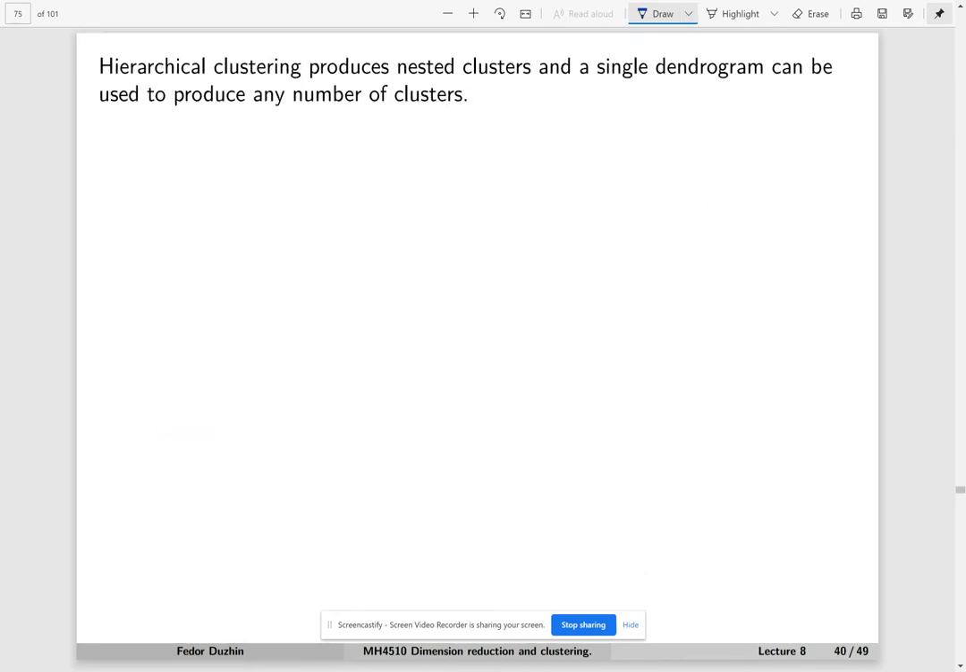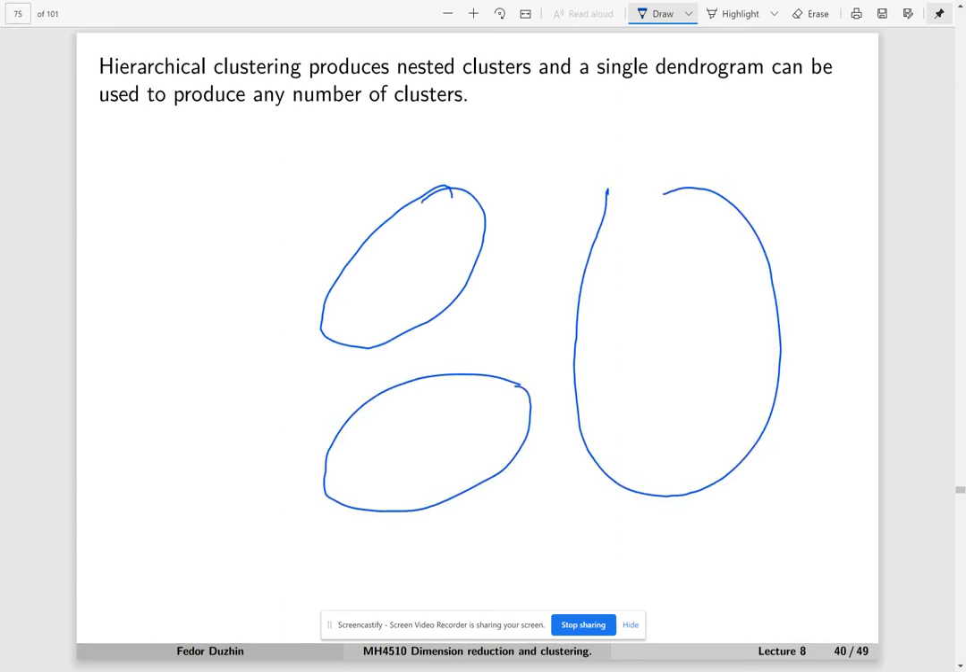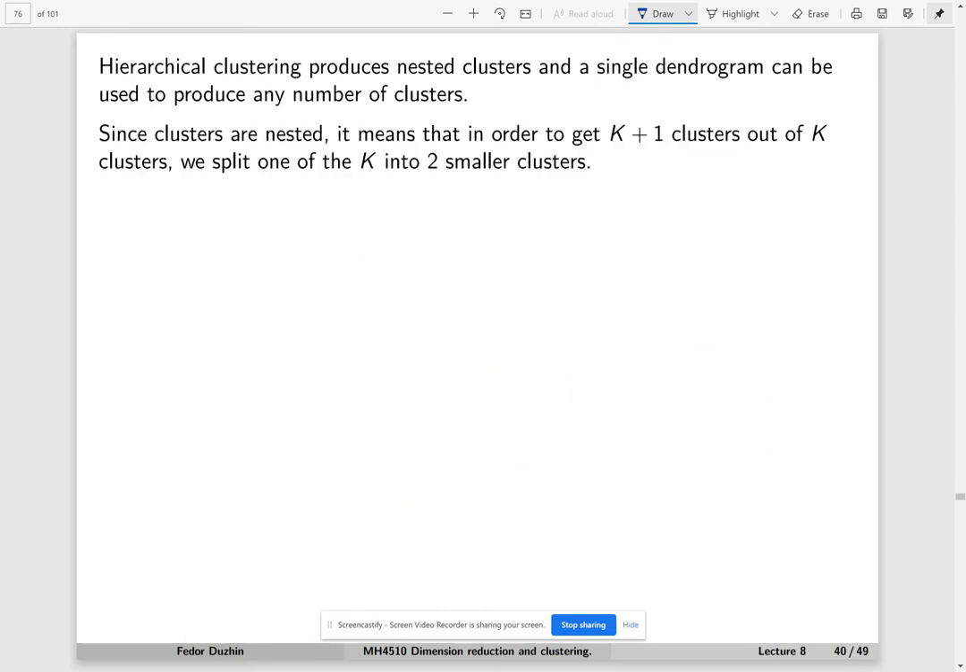Now, how does it work? Hierarchical clustering produces nested clusters. It means that if we have, say, 3 clusters, then in order to get 4 clusters out of 3 clusters, we are going to split one of these into 2 new clusters. This is the meaning of the word nested clusters.